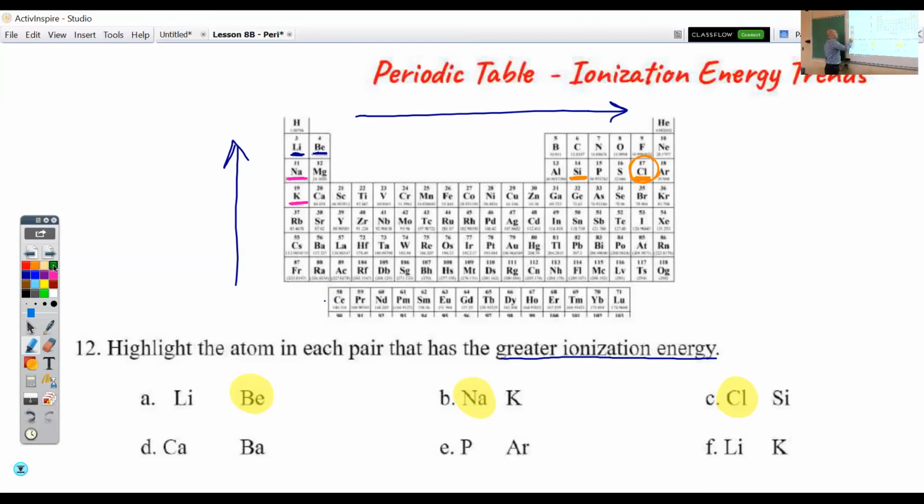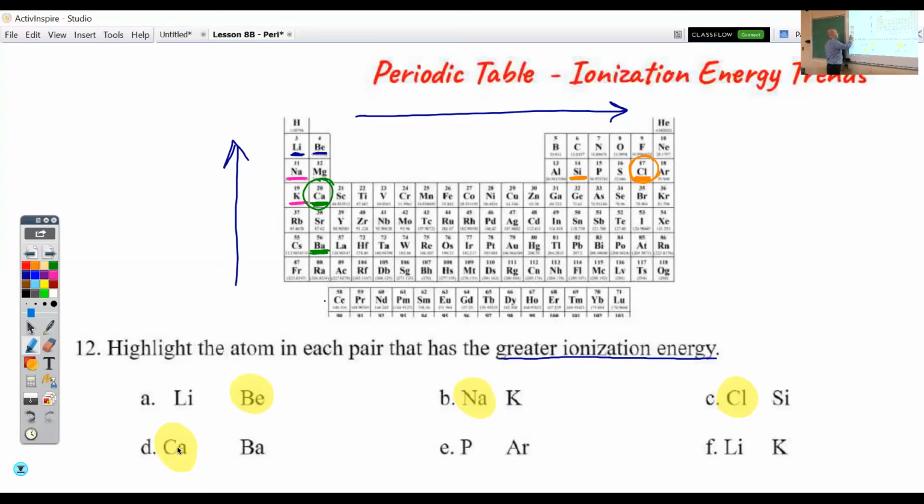The next one that we're going to look at is calcium and barium. So here's calcium, I underlined it in green, and here's barium. Calcium is higher up, so calcium is going to be harder to remove an electron from. We're going to highlight calcium.